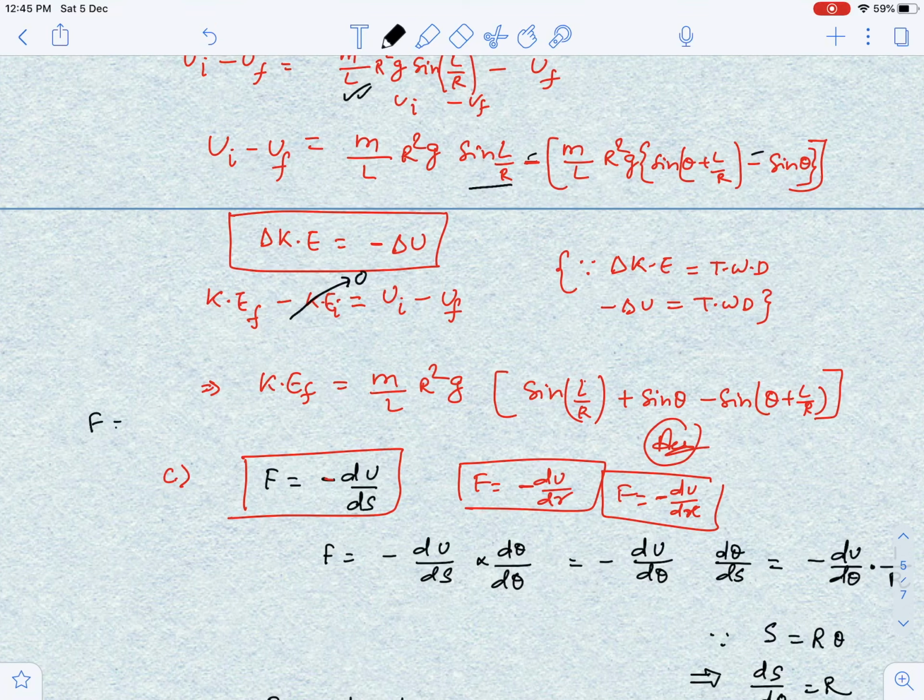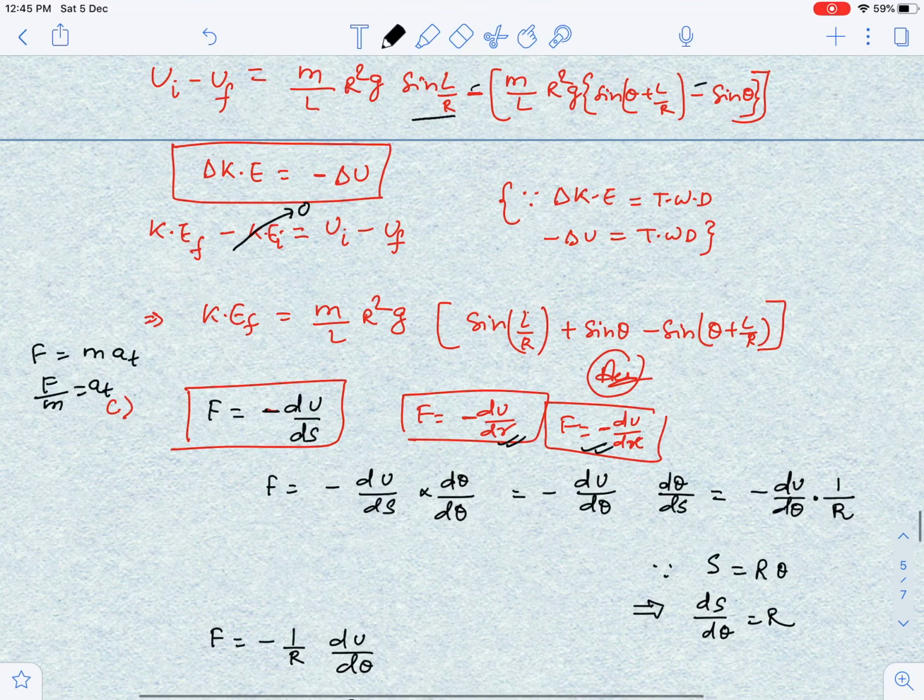So in order to calculate tangential acceleration, I will first calculate force, because force is mass into a_t, and force divided by mass is equal to a_t, the tangential acceleration. So force, how can I write it, guys? Force, you know, is minus dU by dr or dU by ds or dU by dx. So all the values I have written here. So I am just writing dU by ds.